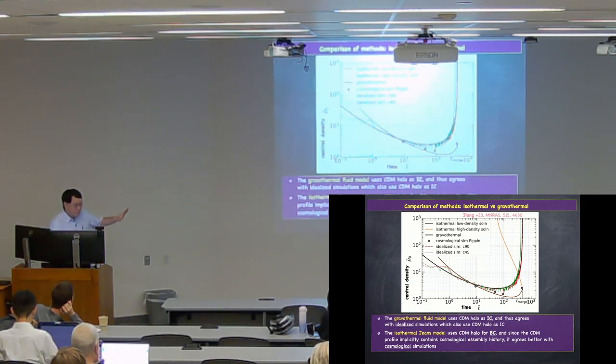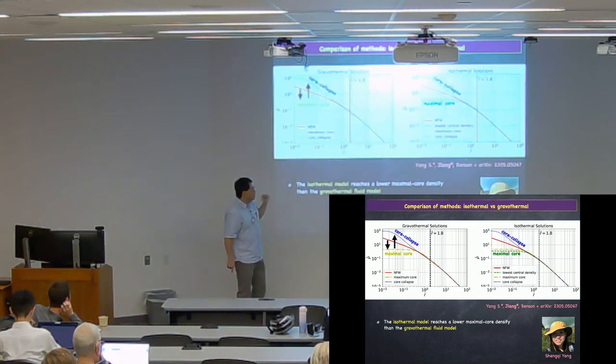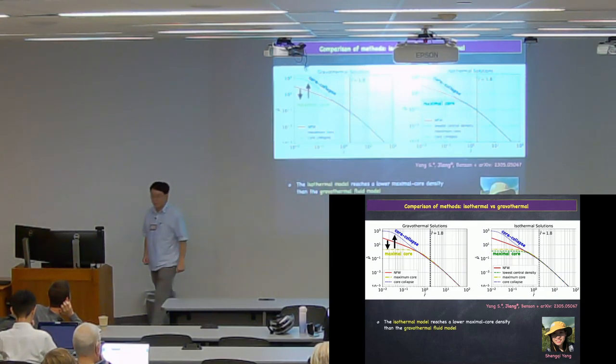But in the literature, both methods are intensively used. So this is the first time that we do this very detailed comparison. Shengqi Yang, a postdoc at Carnegie, and I did this very detailed comparison and showed that basically the key difference is that the isothermal solution gives you a lower maximal core density and a later maximal core epoch.